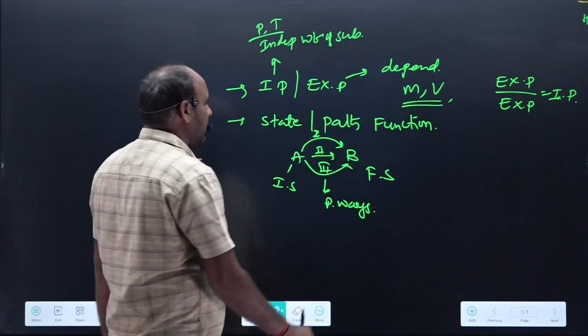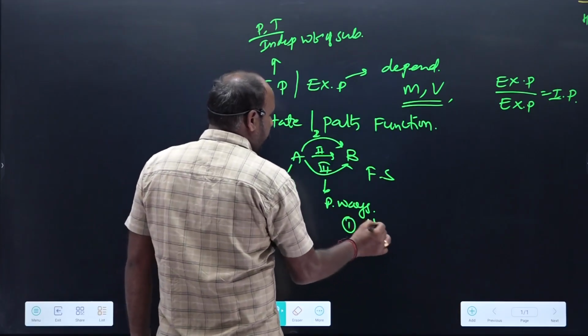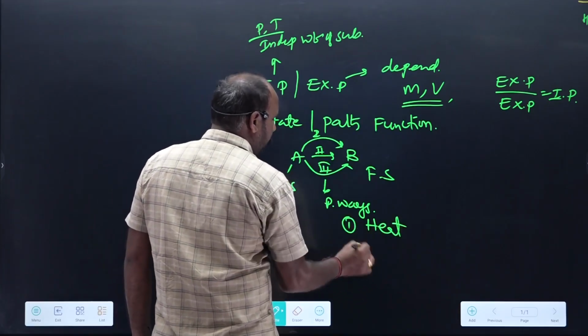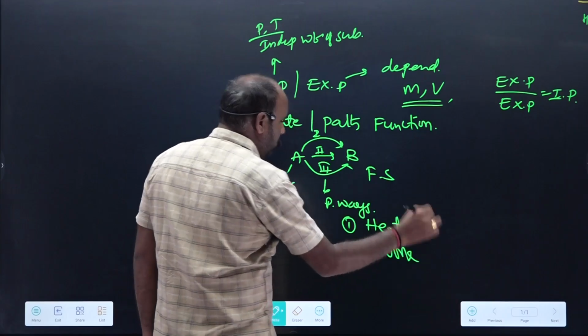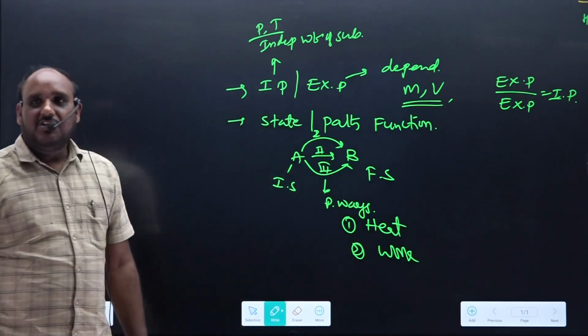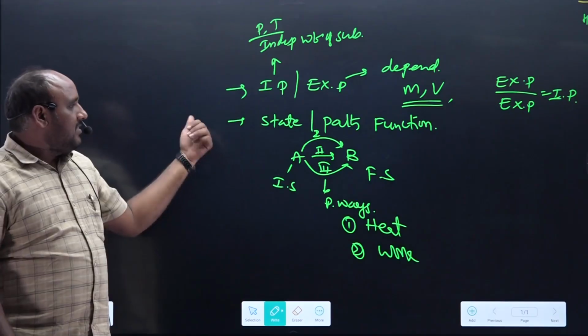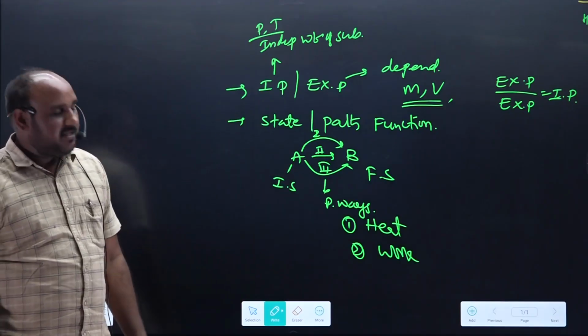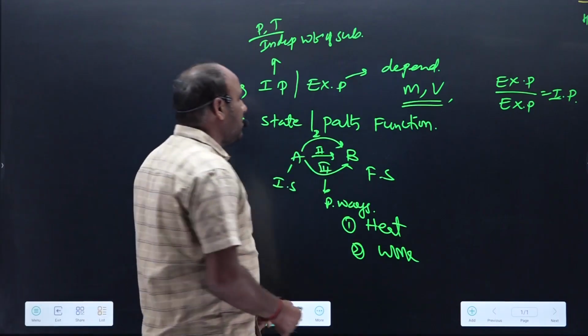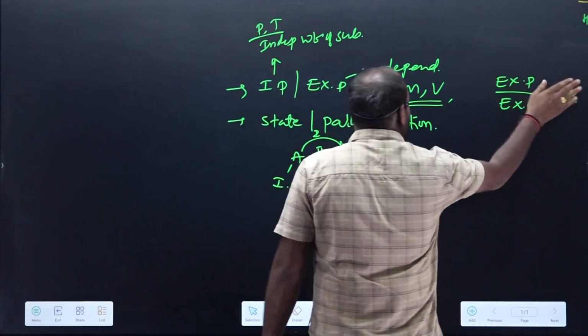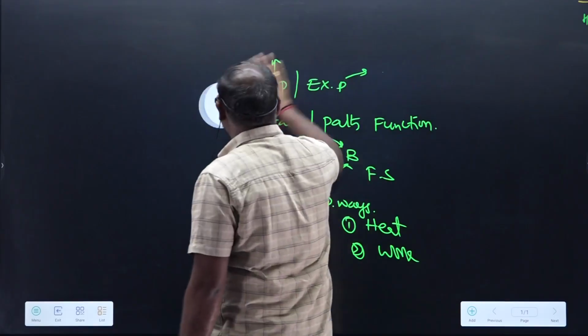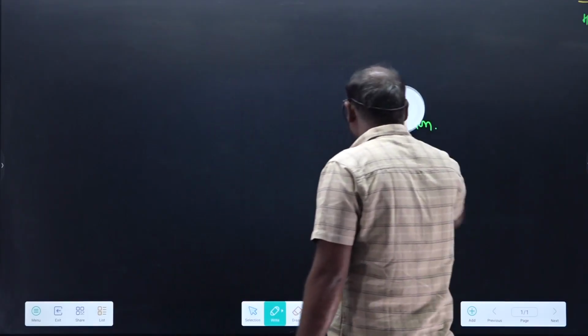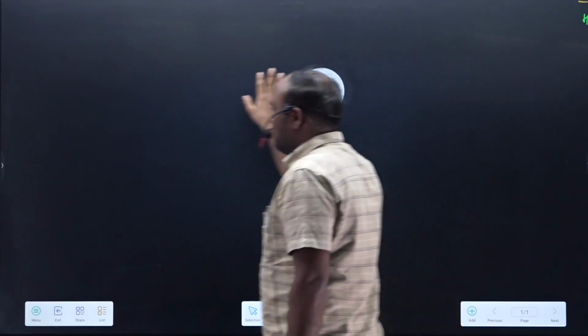Only two functions are there. One is heat, and the other one is work. So these two are path functions. The relation between state functions and path functions we are going to discuss in thermodynamics, right? And in continuation of this, state functions are exact differentials and path functions are inexact differentials, right?